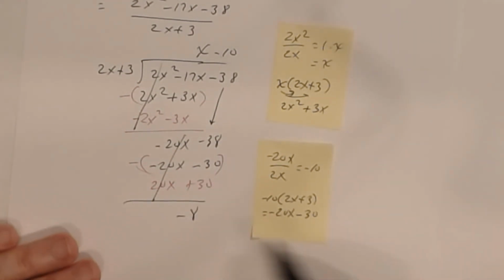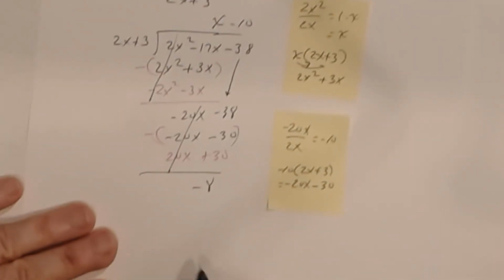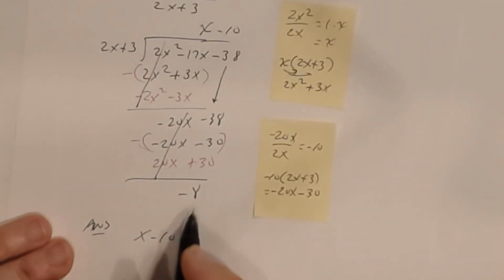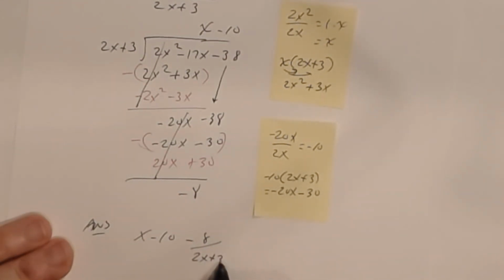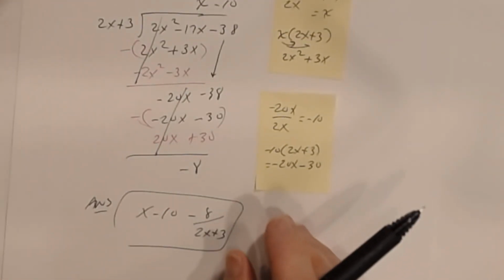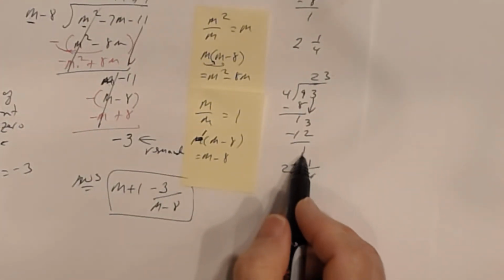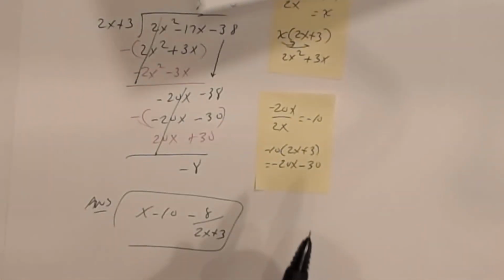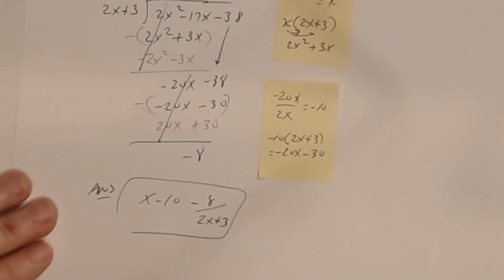And then we got to stop because the degree of a constant is 0. The degree here is 1. So the answer is the quotient, x minus 10, minus 8 divided by the divisor, 2x plus 3. Now be careful, it's only the remainder divided by the divisor, right? So just like we did this, the quotient, 23, and then the remainder divided by the divisor. The remainder has to be divided by the divisor, and that's what you see here. All right, so that's the answer.